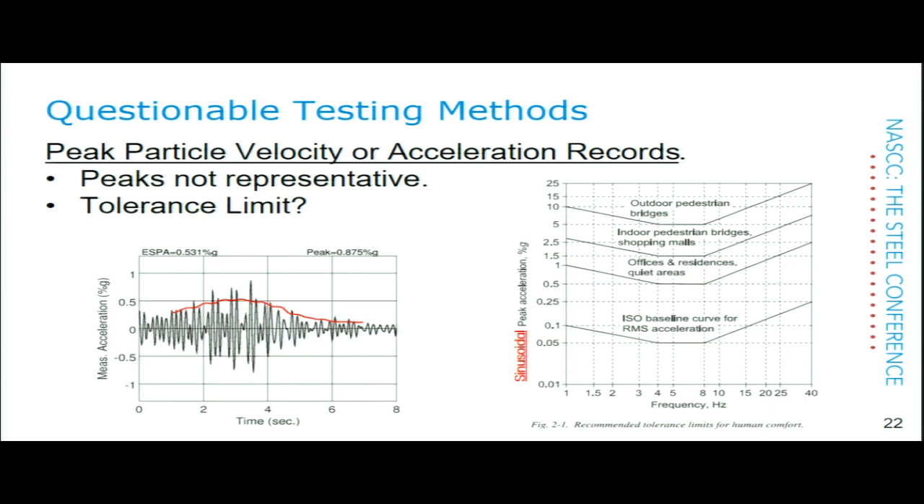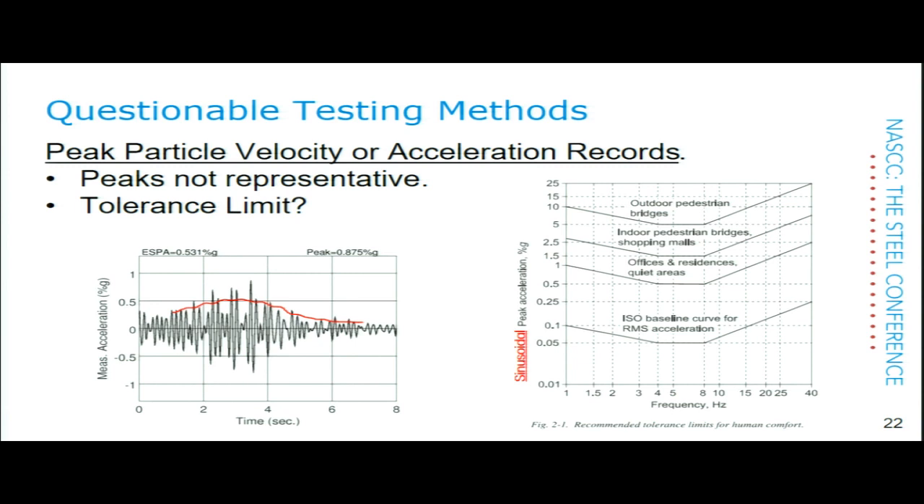I'll start with a short section on our questionable testing methods that we've noticed over the years. The first, as Dr. Murray mentioned earlier, is the use of these peak particle velocities or accelerations in the measured records. As you can see at the bottom left here, we have a measured vibration waveform, and the equivalent sinusoidal peak acceleration is 0.531% g, and the peak is about here, that's 0.875% g.